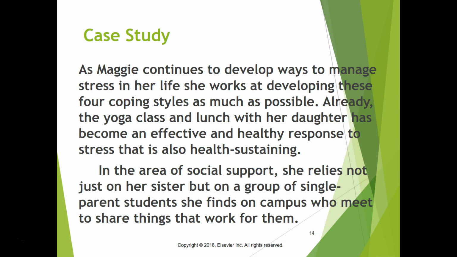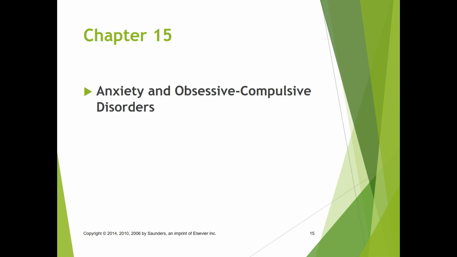So continuing on with the case study, as Maggie continues to develop ways to manage stress in her life, she works at developing these 4 coping styles that we talked about as much as possible. Already, the yoga class and lunch with her daughter has become an effective and healthy response to stress that is also health sustaining. In the area of social support, she relies not just on her sister, but on a group of single parent students that she finds on campus who meet to share things that work for them. So it is great to share with people different ideas and ways that they manage stress, because perhaps somebody does something that you hadn't thought of and that might be very helpful for you. So that whole aspect of connecting and sharing is really important.